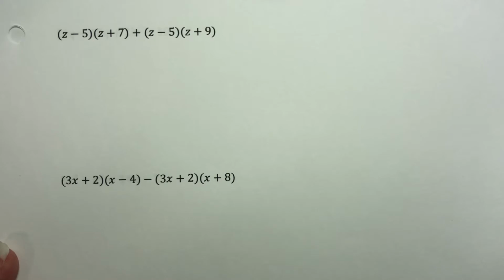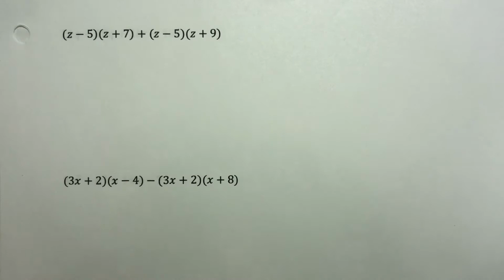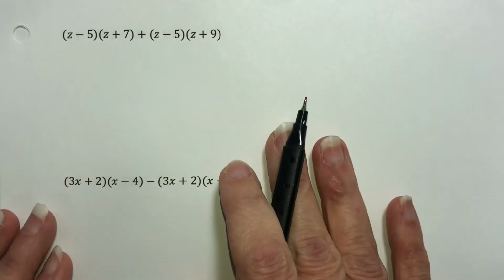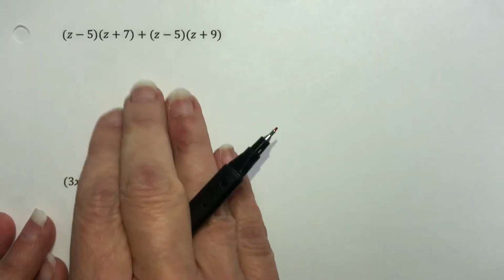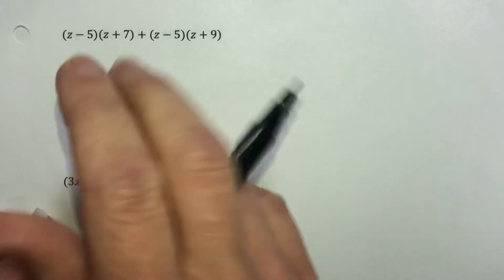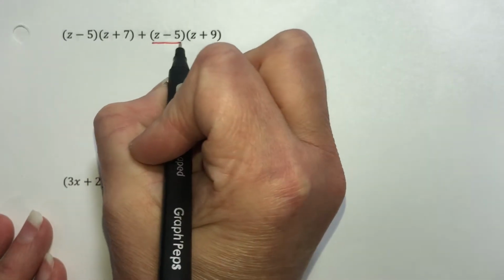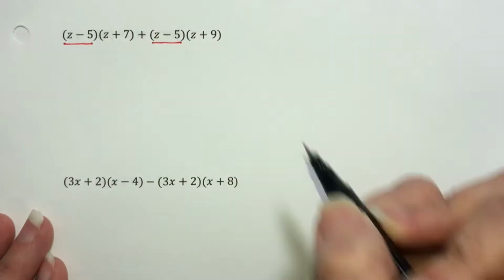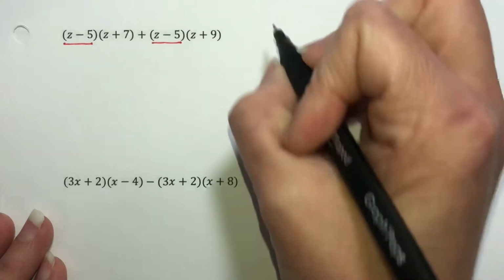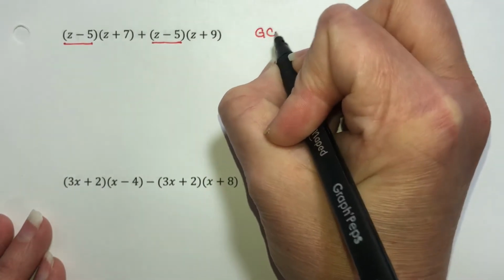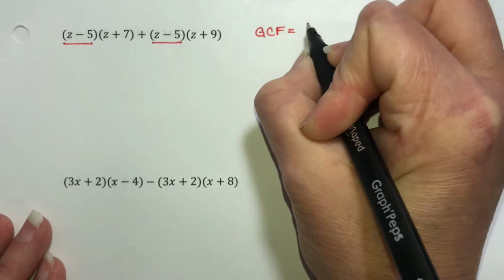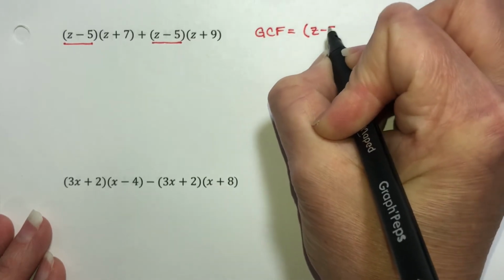We want the very last thing you would do, if you could plug in a number, to be a multiplication in order to be factored. Now this is a greatest common factor problem, but it's more complicated. What they want you to recognize is that we have the same thing here and here. So our GCF here is going to be the parentheses z minus 5.